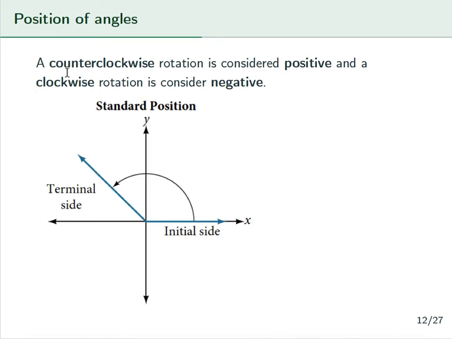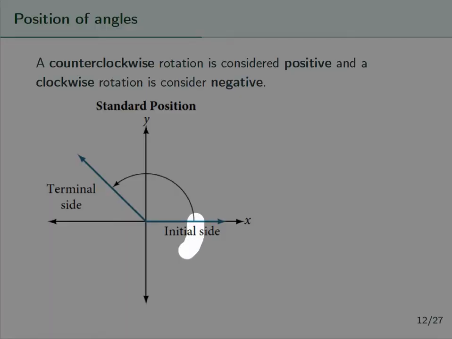If we draw an angle with counterclockwise rotation, it's considered positive. And if I go clockwise this way, let me show you, if I draw an angle starting from this direction, maybe I can draw an arrow, if I draw in this direction, then that is a negative angle.